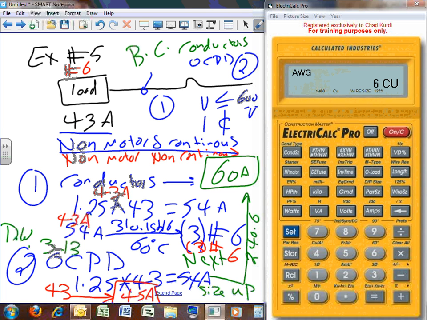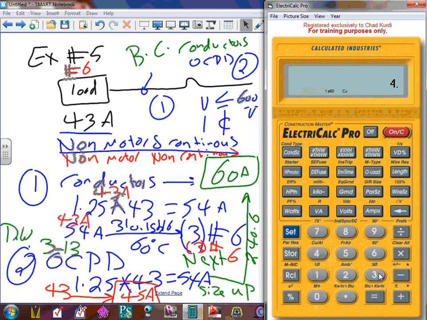No multiplication by 1.25. Okay, let's use this non-continuous on the calculator. I started with 43 amps, right? Let's clear it. So I have 43 amps. Are you guys with me? Now, because it's non-continuous, I don't have to do set and wire size, just wire size directly. It continues to give me number 6, but you don't multiply it by 1.25. That's a key point.